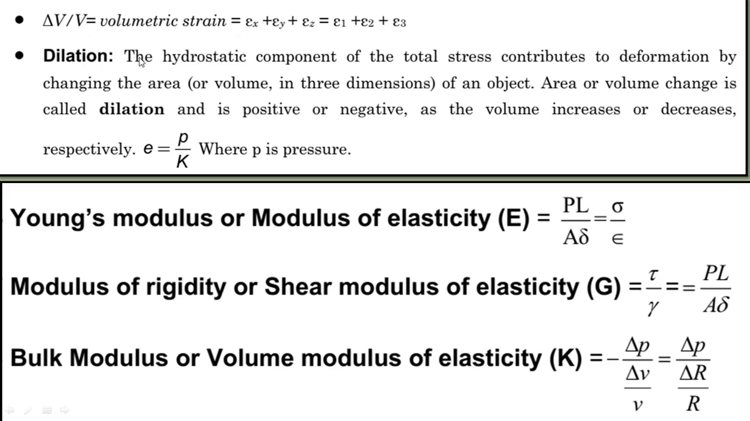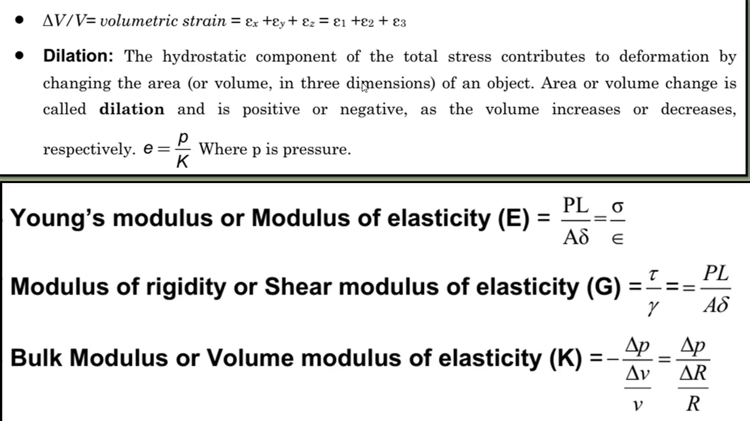The hydrostatic component of the total stress contributes to the deformation by changing the area or volume in 3-dimension of an object. Area or volume change is called dilation and is positive or negative as the volume increases or decreases respectively. e is equal to p divided by K, where p is the pressure. Whatever changes in the area or volume in a 3-dimensional object, that is called the dilation.